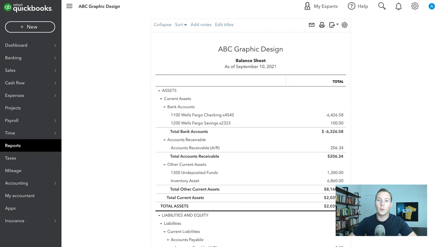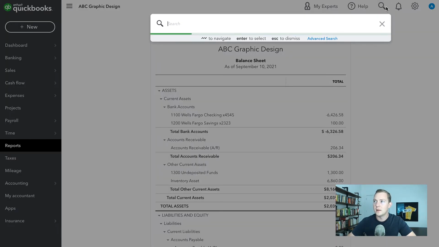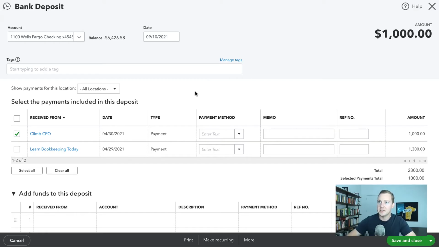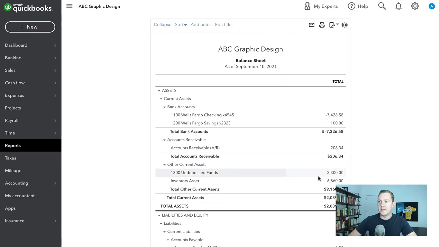Now, where do people go wrong with undeposited funds? I'm going to go back to the transaction that I just posted. And if we go to the magnifying glass search icon, we see recent transactions. And I'm going to delete this deposit that I just recorded. Now we still have the $2,300 in undeposited funds.